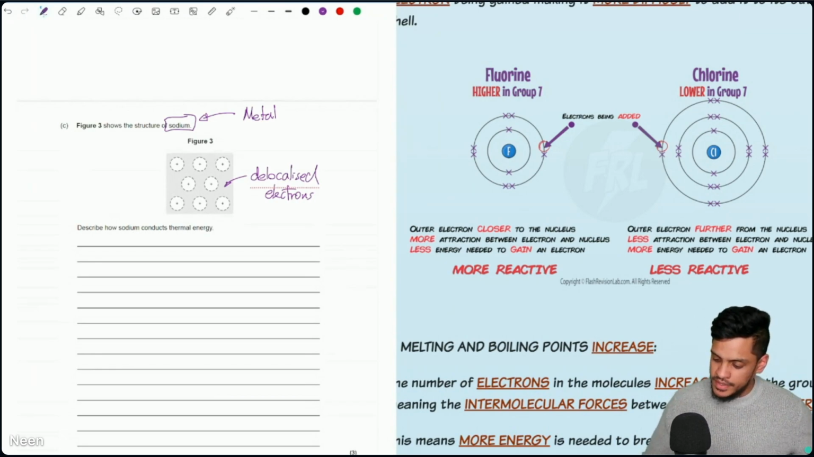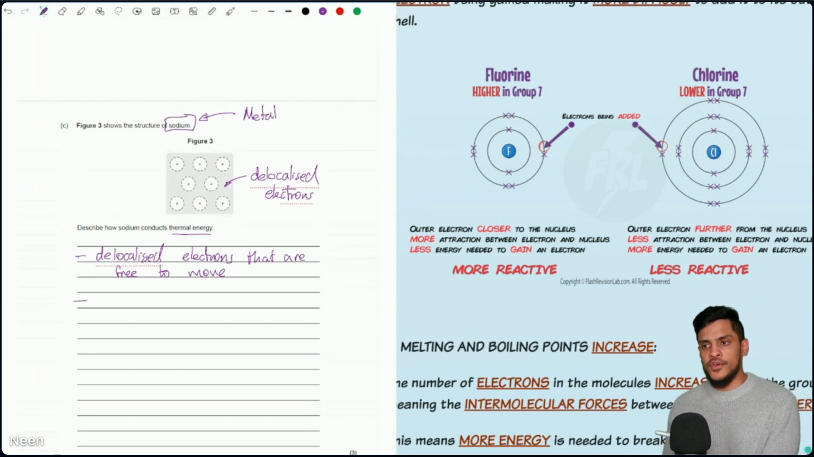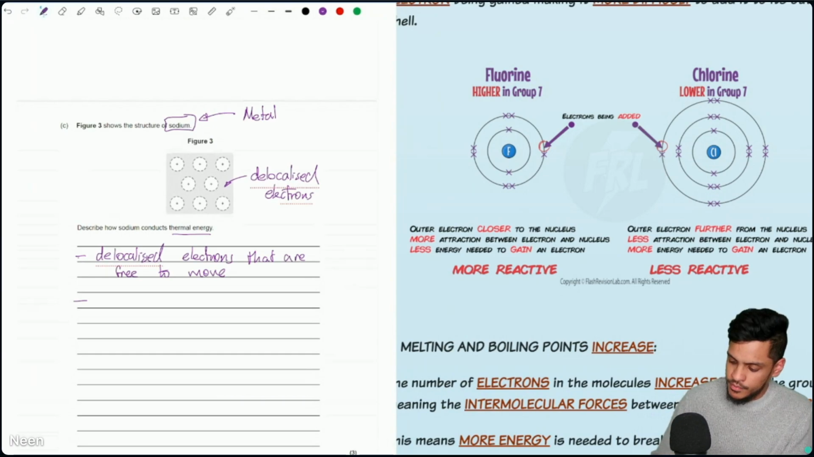This is not asking about why it conducts electricity. It's asking why does it conduct heat? Why does it conduct thermal energy? The answer is exactly the same. You can say the delocalized electrons. So it has delocalized electrons that are free to move. So that means it can transfer energy through its structure. It can transfer thermal energy through its structure. If it was asking about electricity, say it can transfer a charge, but this one is transfer energy.